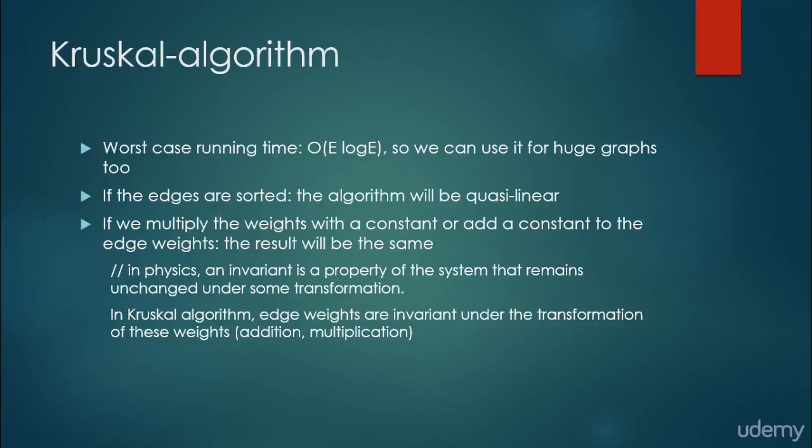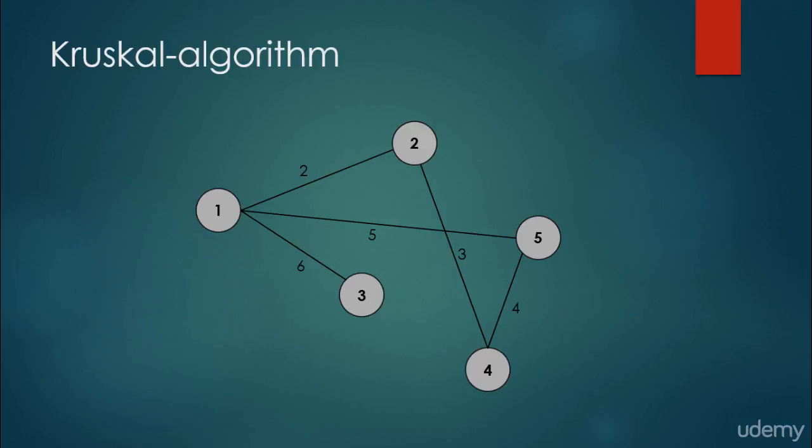If we multiply the weights by a constant or add a constant to the edge weights, the result will be the same. In physics, an invariant is a property of the system that remains unchanged under some transformations. So in the classical algorithm, the edge ordering is invariant under the transformation of these weights by addition or multiplication. So let's see how the classical algorithm works in practice.